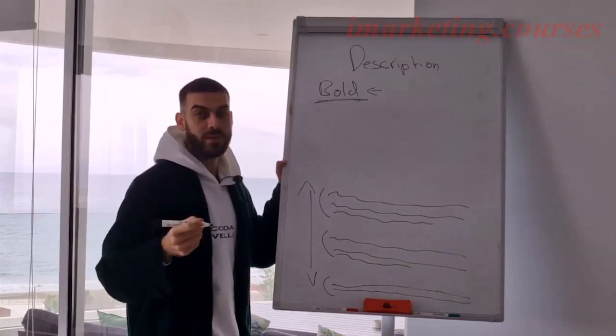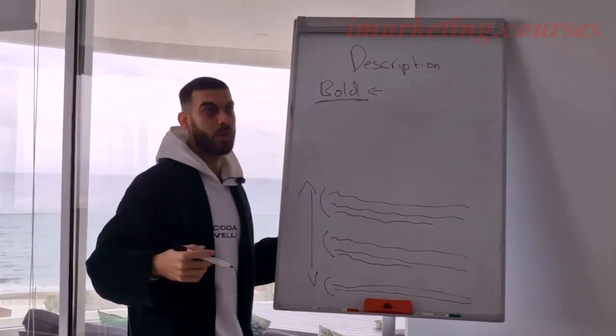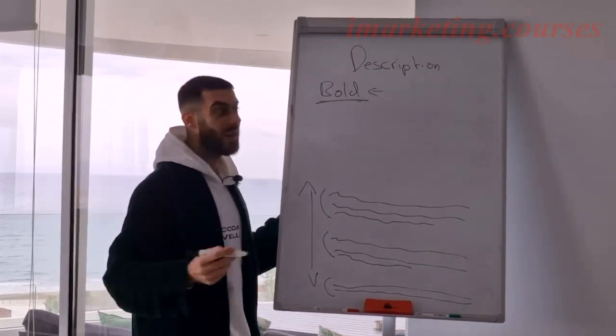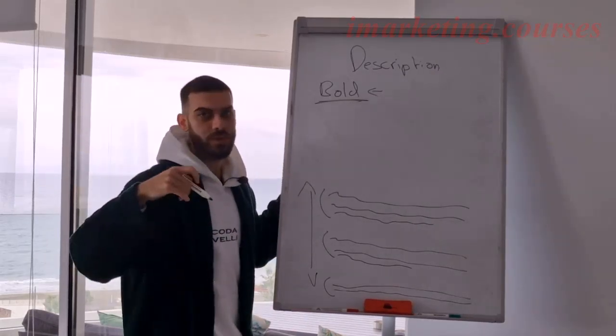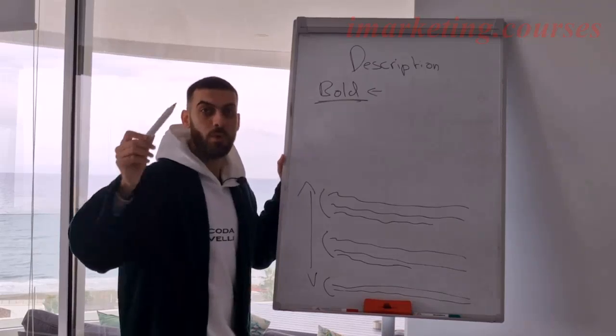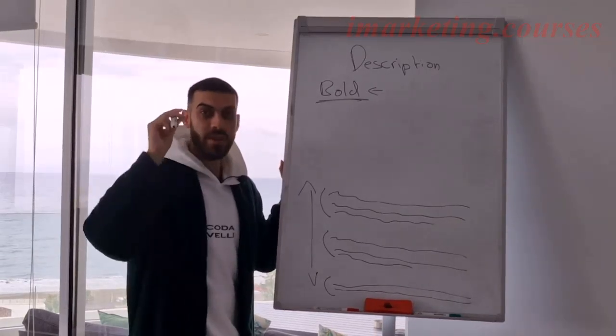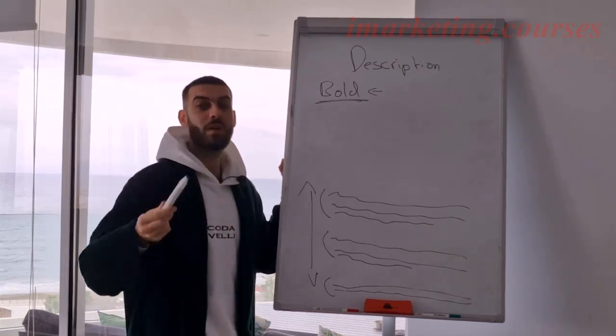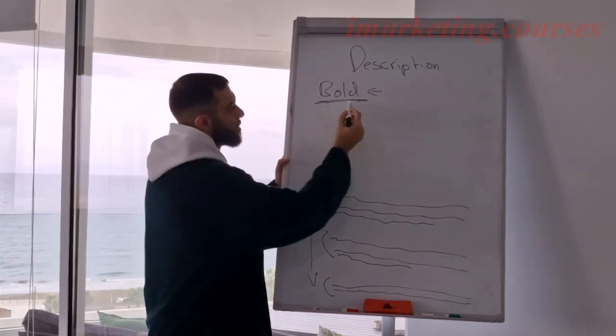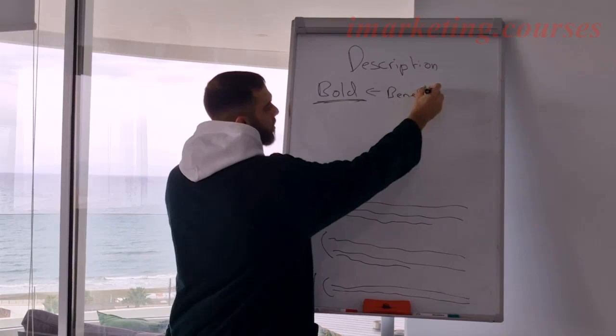So if the benefit is that your child can learn 10 times faster, then 10 times faster is going to be in bold. Because if someone clicks on your description and only reads your bold pieces of text, in their mind, they need to know, oh, I get this, I get this, I get this. The benefits are the important part. And you can make some words bold so you can draw their attention to the benefits.